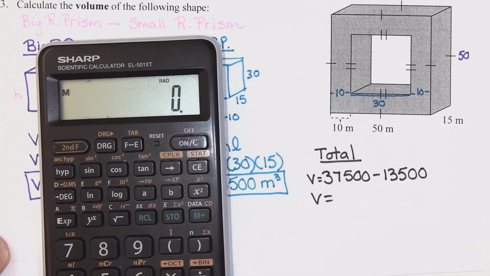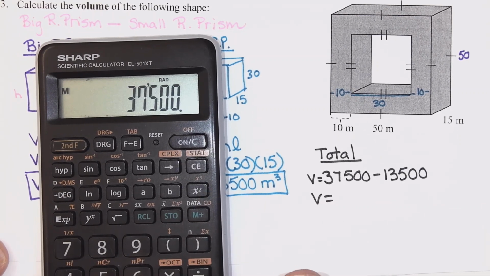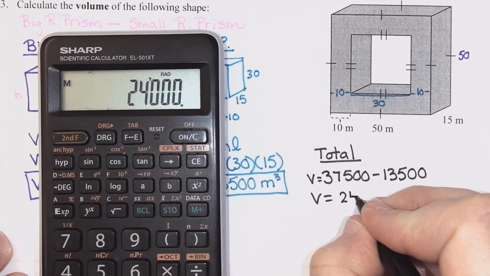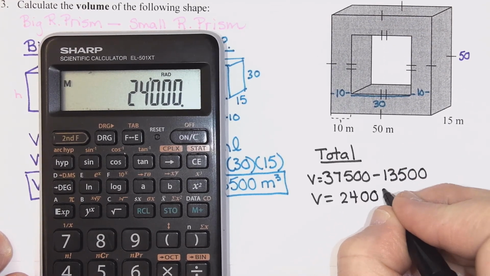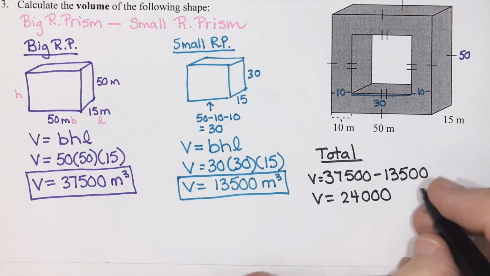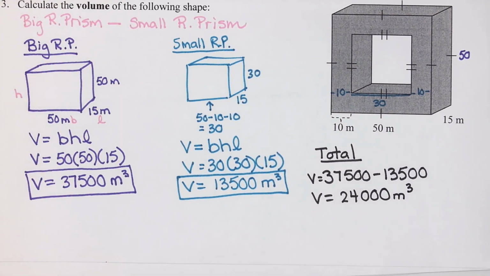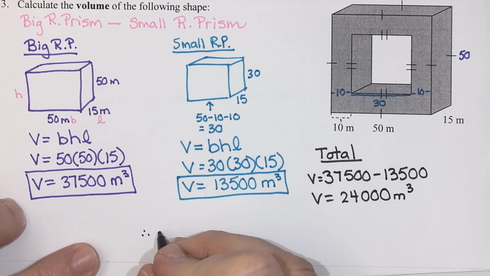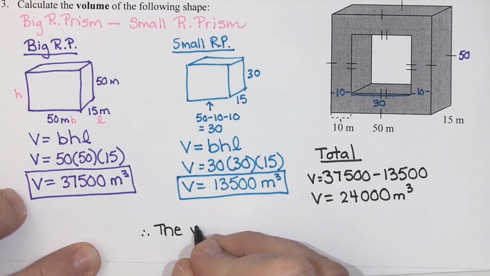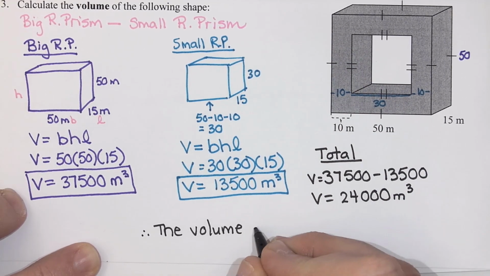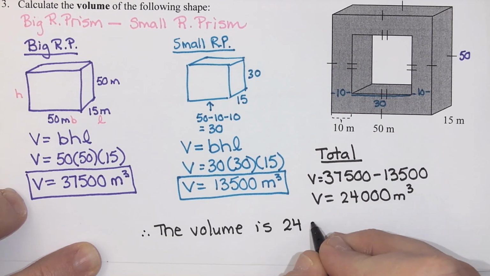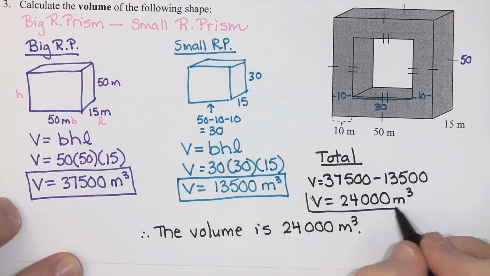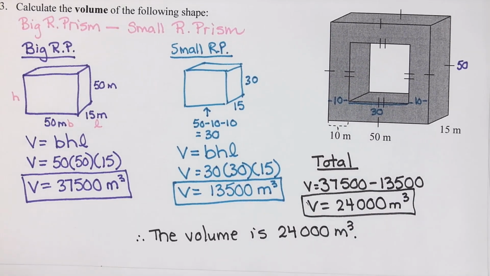So 37,500 take away 13,500 is 24,000. And that should be meters, and it should be cubed. So I'm going to finish off with just a little therefore. Since we have multiple calculations, I'm going to say the volume is 24,000 meters cubed. And that's it for this question.